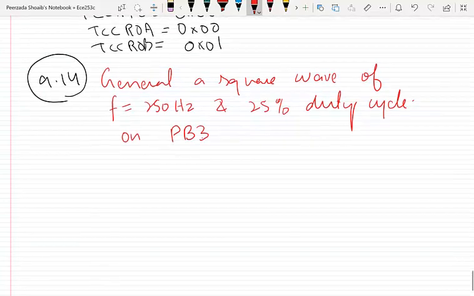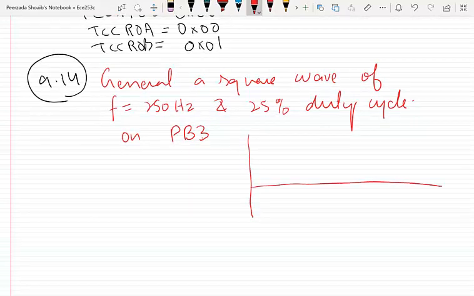Okay, so how do we do that? This time the square wave is equal to 250 hertz. That means f equals 250 hertz. Time period will be equal to 1 divided by 250 hertz, that is 1000 divided by 250 milliseconds. Time period will be equal to 4 milliseconds.